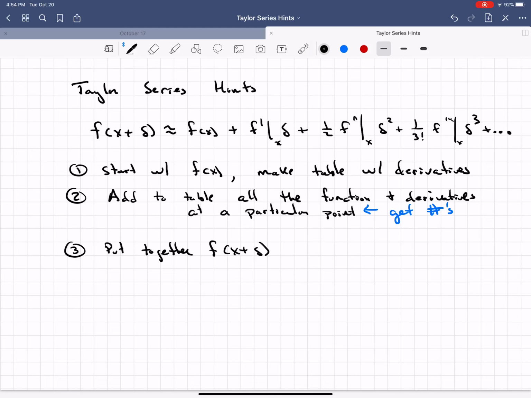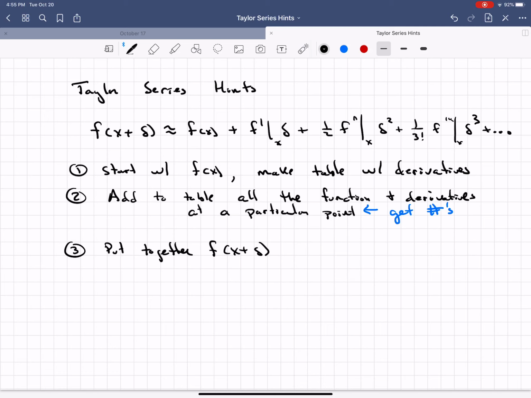So here we're going to go through some notes and some hints for doing Taylor series expansions. I've written out the Taylor series expansion up to the third order term. And what I want to point out is that once you know that this is how you write out the Taylor series expansion, you need to understand what the steps of the process are going to be.